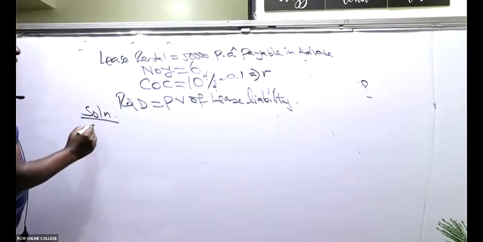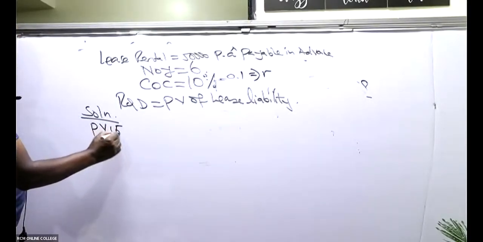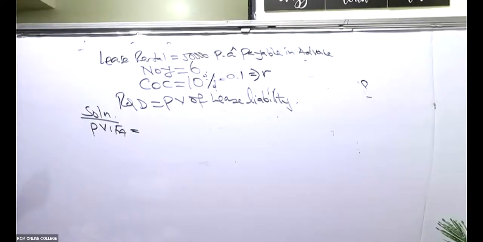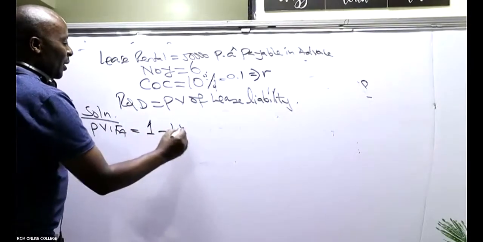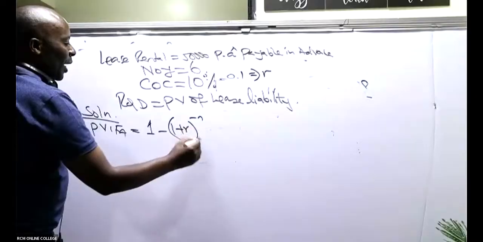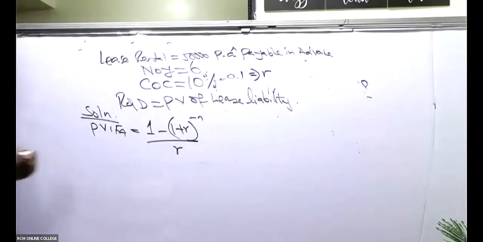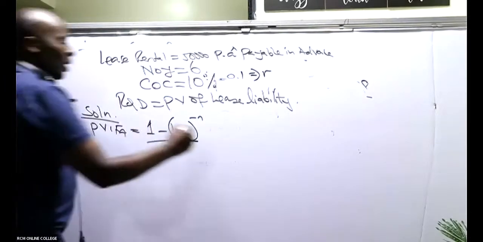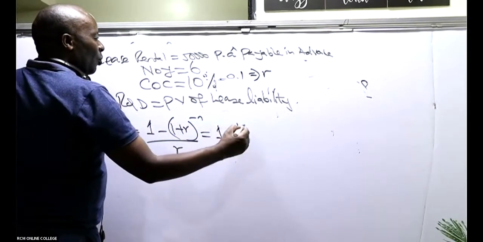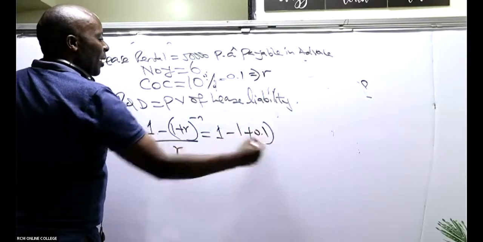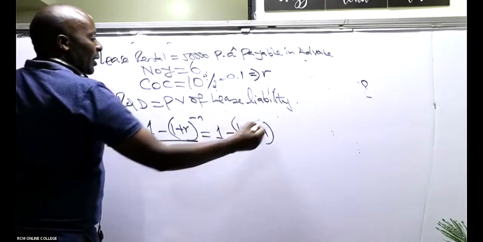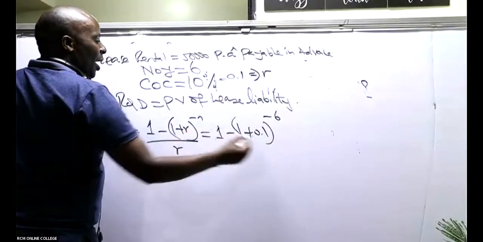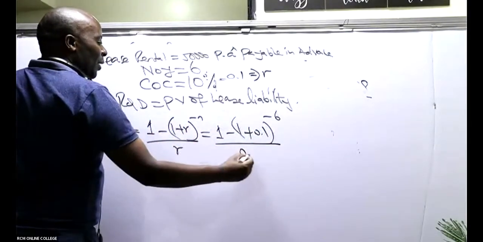I will simply go ahead and get my PV the normal way. So my PV here will be 1 minus this simple formula, and then we divide everything by R. So now remember that this will be 1 minus 1 plus 0.1, because R is 0.1. This time around, this is raised to minus 6. And then we divide everything by R, which is 0.1.